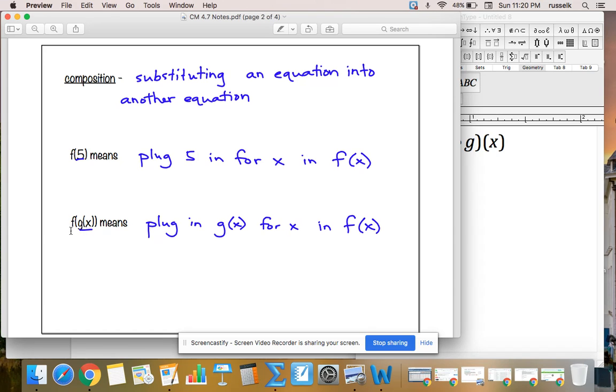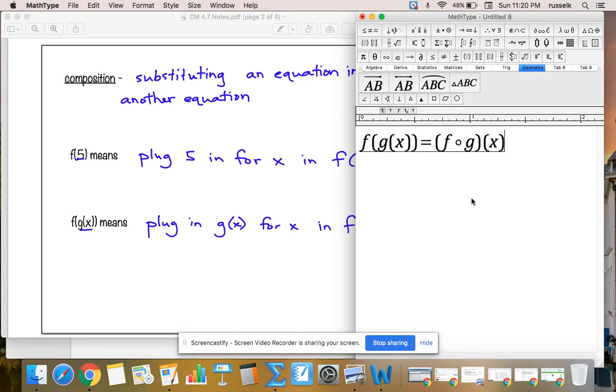So this is read as f of g of x, and that tells us to take x out and plug in the equation g of x in its spot. There's two ways that you might see this written. You might see it written as f of g of x this way, where g of x is on the inside. That's what we're plugging into f of x. Or you might see it written like this with an open dot, kind of looks like the word fog, but it means the same thing. We're taking g of x and plugging it in for x in f of x. So let's look at a few examples.